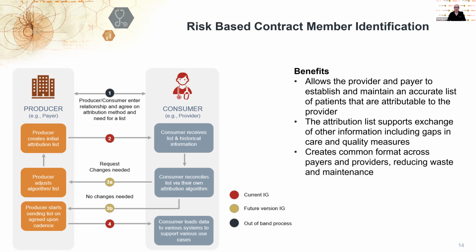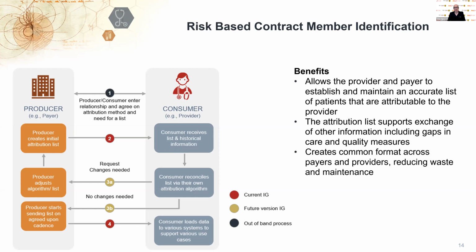And so we developed a risk-based contract member identification, which we shortened to the attribution implementation guide, where it allows a payer and a provider, once they've established a contract and defined who's in the list of patients that are affected by this contract, the provider can query the payer and obtain that list, and using bulk FHIR, download that list. And using that list, they would put that into their patient management tools in order to do outreach to patients.